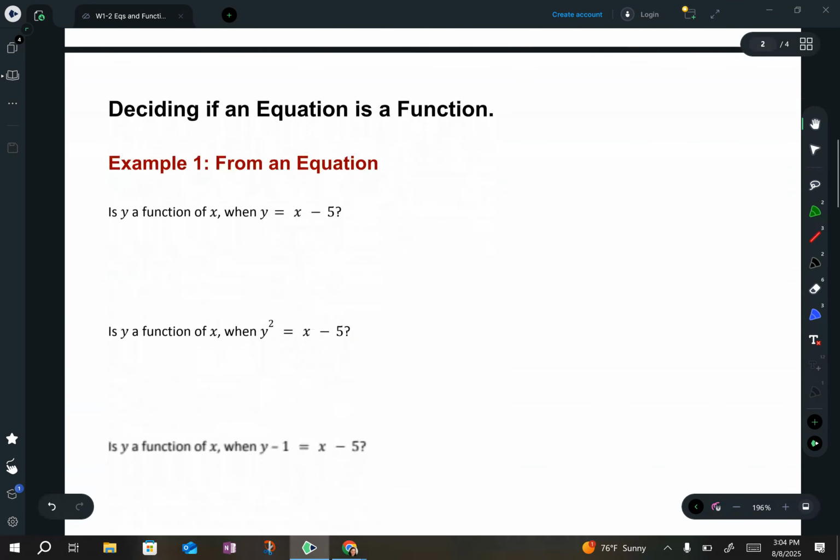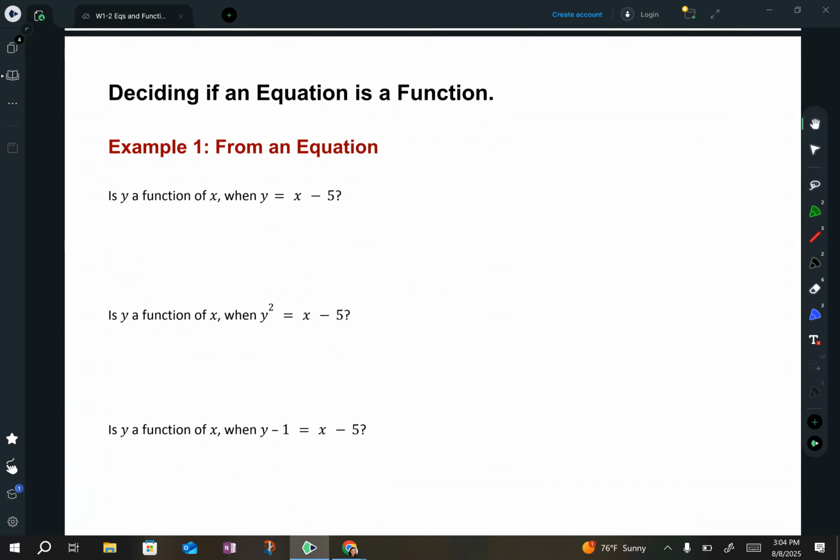All right, let's start with deciding if an equation is a function. And let's start with a nice linear equation here.